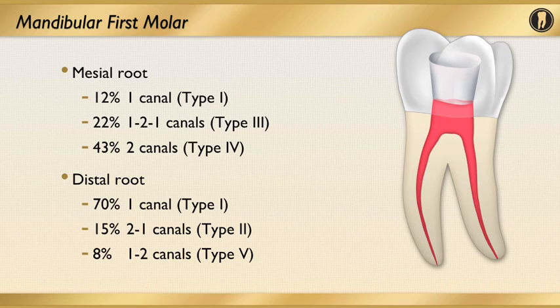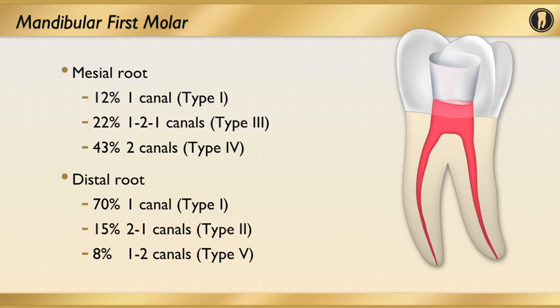And this is known as a type 3 configuration. And 43% of the time, or the majority of the time, we have two separate canals in a type 4 orientation. In considering the distal root, notice that 70% of the time, or the majority of the time, we have one canal with one common exit. This is known as a type 1 canal configuration.